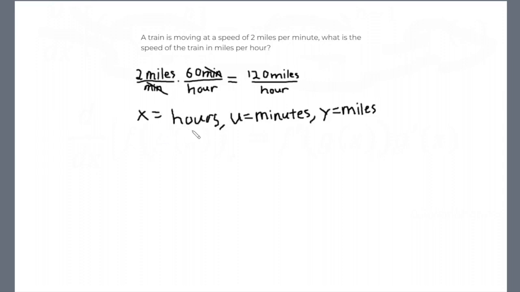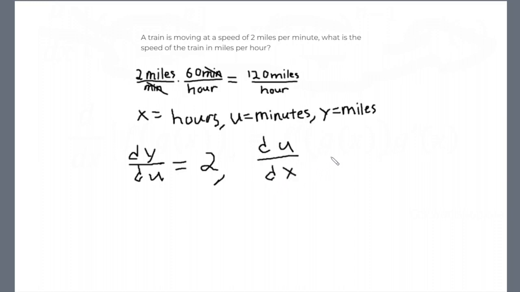x can represent hours, u will represent minutes, and y will represent miles. We want to find dy/dx, which is miles per hour. But first, let's see what we already know. From the question, we know that the train is moving at 2 miles per minute, and dy/du is miles per minute. So dy/du equals 2. We also know that du/dx equals minutes per hour. And since there are 60 minutes in an hour, du/dx equals 60.